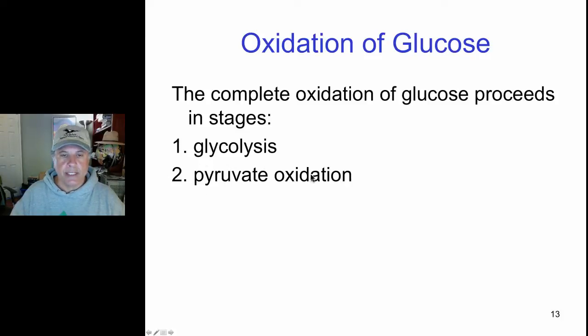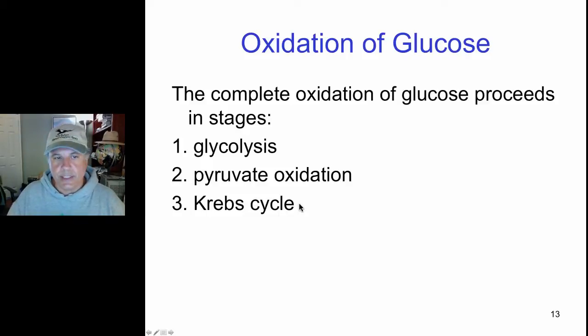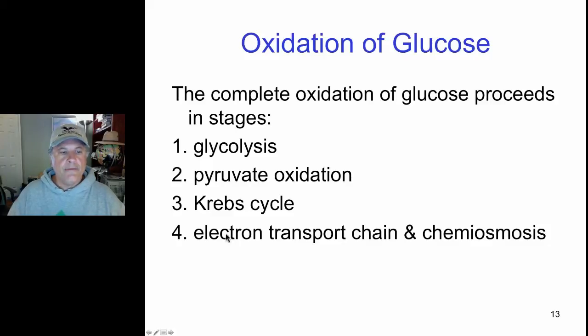Pyruvate is then oxidized, and the product of that enters a cycle called the Krebs cycle, also known as the citric acid cycle. Finally, the products of the Krebs cycle and a few products of glycolysis come together, and those products enter an electron transport chain. There is a process called chemiosmosis, which we shall cover in great detail.